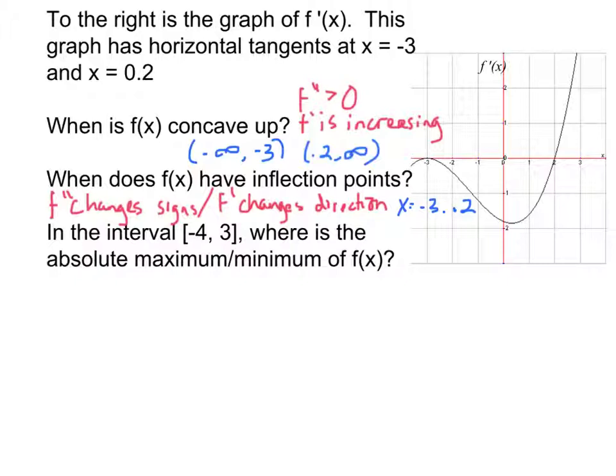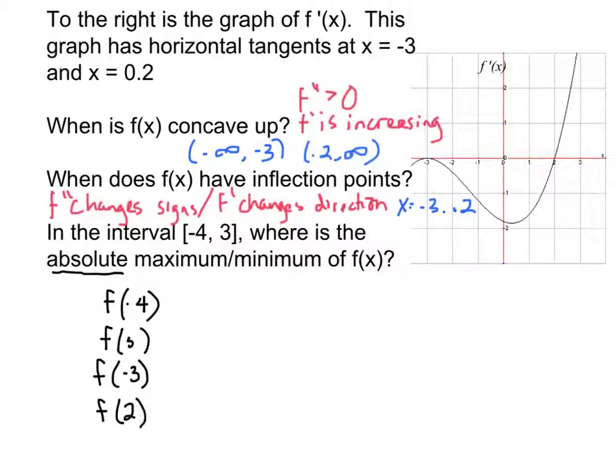Where's the absolute maximum and minimum? Well, when we see this, we should be thinking candidate tests. So we should be thinking of plugging in endpoints, plugging in critical points. It's a little bit harder when you don't have a function to just plug values into, but we can do some reasoning here, I think.